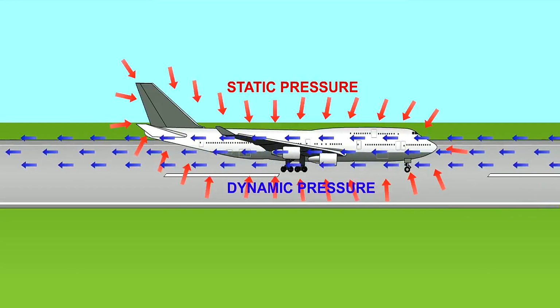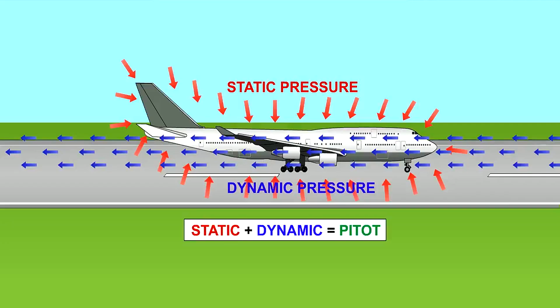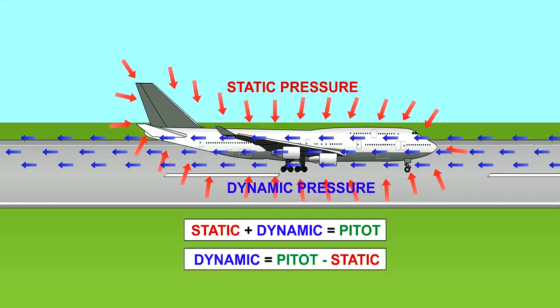The leading surfaces of the aircraft will therefore be subjected to the combination of static pressure plus dynamic pressure, and this total pressure is known as Pitot pressure. The word Pitot is named after the French physicist who invented a method of measuring total pressure. We can see therefore that to find dynamic pressure, we simply have to subtract static pressure from Pitot pressure.